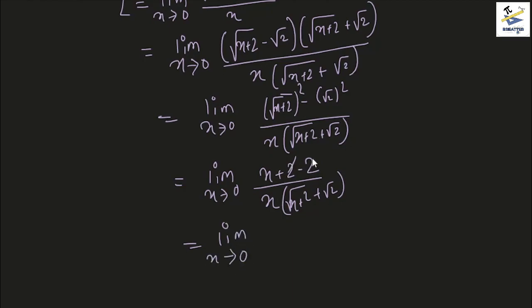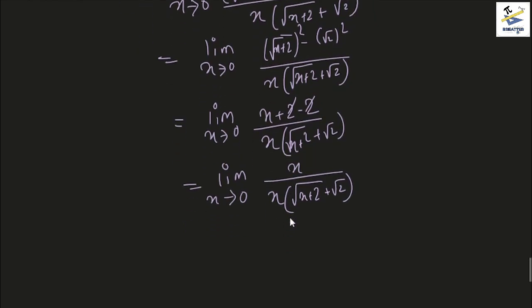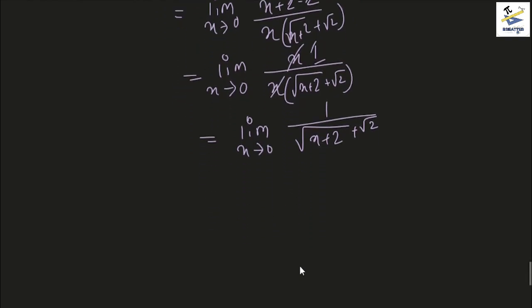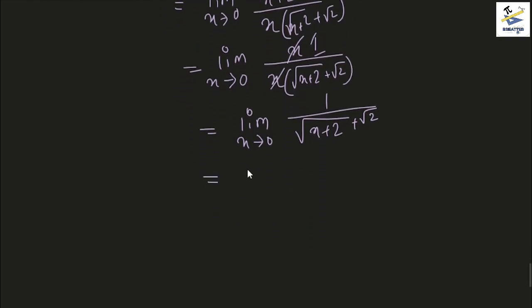Okay, this 2 and 2 will cut off and you will get x by x into root over of x plus 2 plus root 2. Now this x in the numerator and the denominator can cut off, because obviously x tends to 0 would imply x is not equal to 0. It's a valid operation, and thus we have limit x tends to 0 of 1 divided by root over of x plus 2 plus root over of 2, right? And this should give me, when I put the value, 1 by root 2 plus root 2, which is 1 by 2 root 2, which is the answer to our question, right?